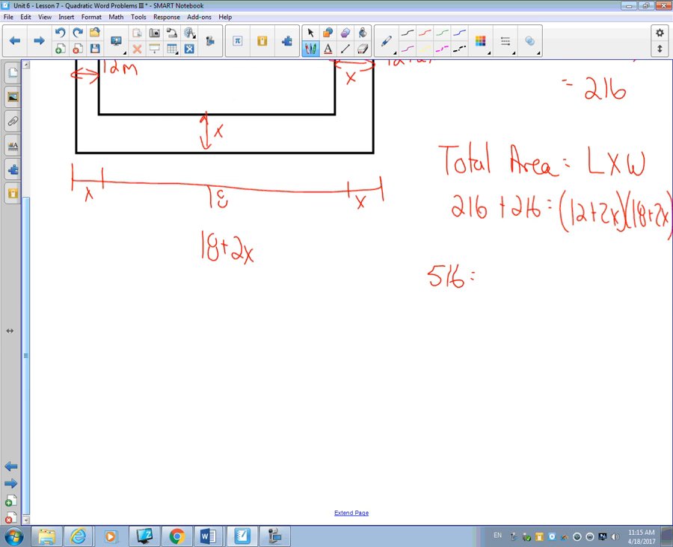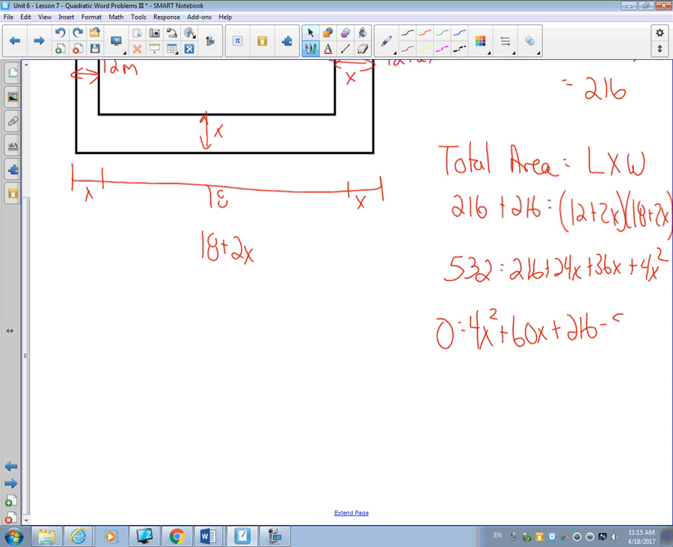So 216 plus 216 is 432, equals 12 times 18 is 216 plus 24x plus 36x plus 4x squared. We want to make this a quadratic equal to 0, so 4x squared plus 60x plus 216 minus the 432. Or in other words, 4x squared plus 60x minus 216. Okay, ready to go. Standard form equal to 0.